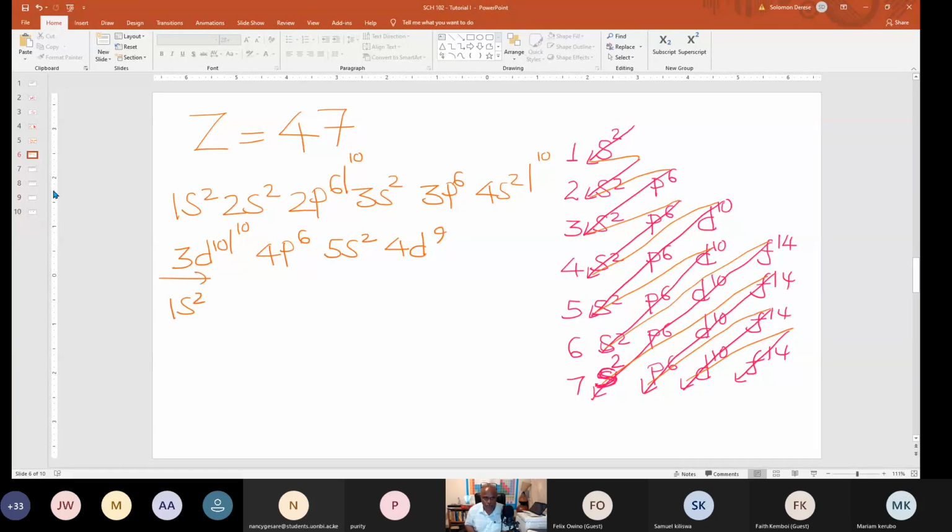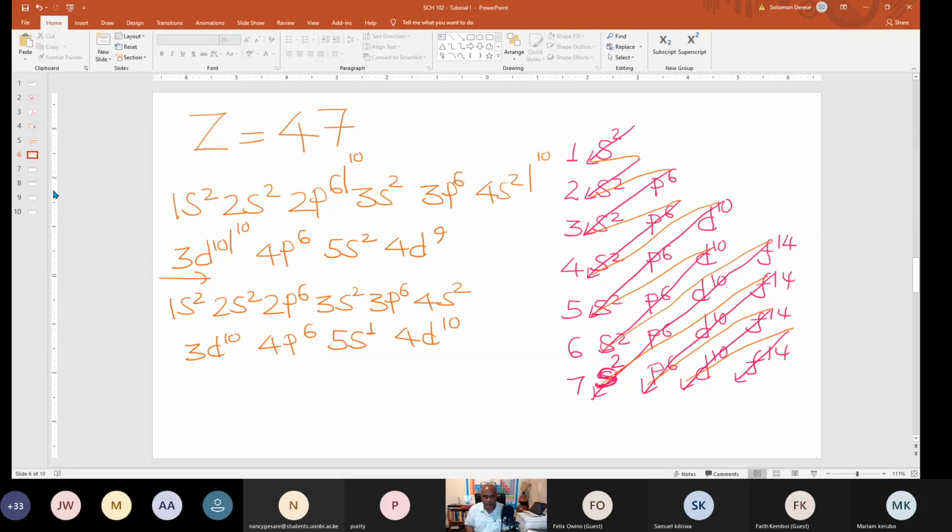So it will be 1s2, 2s2, 2p6, 3s2, 3p6, 4s2, 3d10, 4p6, 5s1, 4d10.